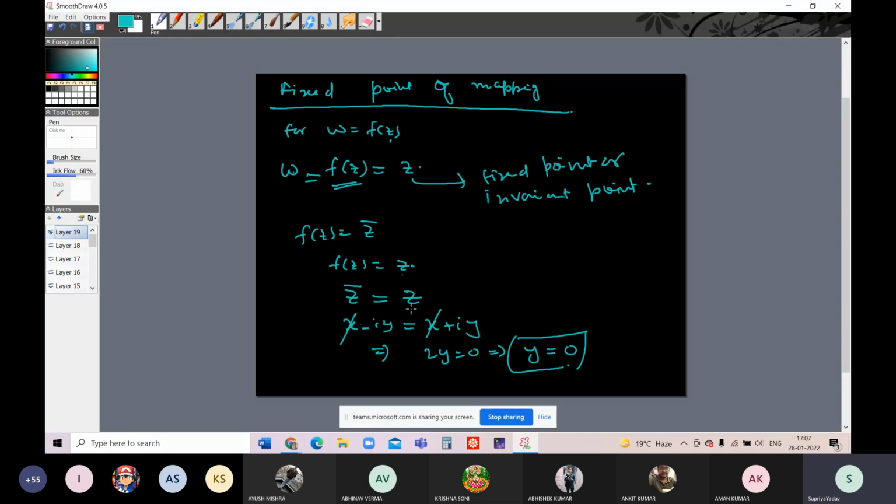When z is real, so all the real points are fixed points. All the real points for this map will be fixed points, that is, all the points on the real axis are fixed points for this map. So this map has an infinite number of fixed points.